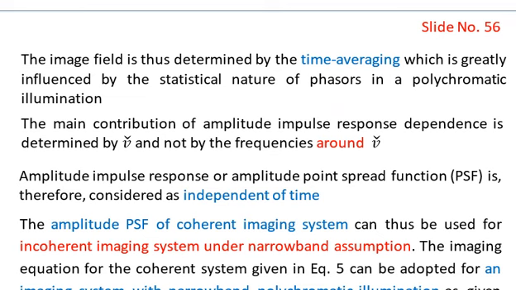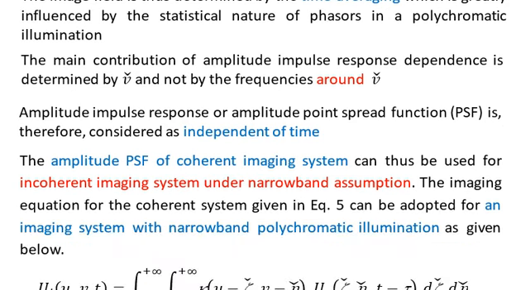The image field is thus determined by the time averaging, which is greatly influenced by the statistical nature of phasors in a polychromatic illumination. The main contribution of the amplitude impulse response dependence is determined by the central frequency and not by the frequencies around central frequency nu average or nu prime. The amplitude impulse response or amplitude point spread function is therefore considered as independent of time.